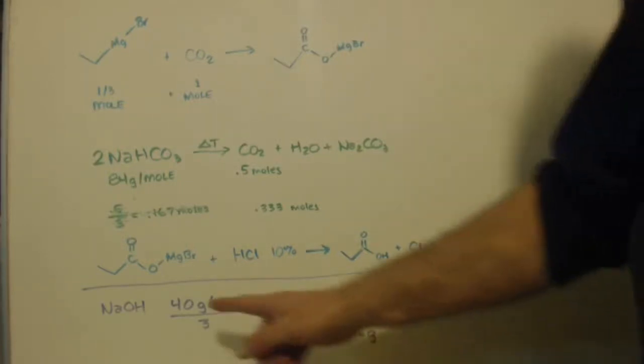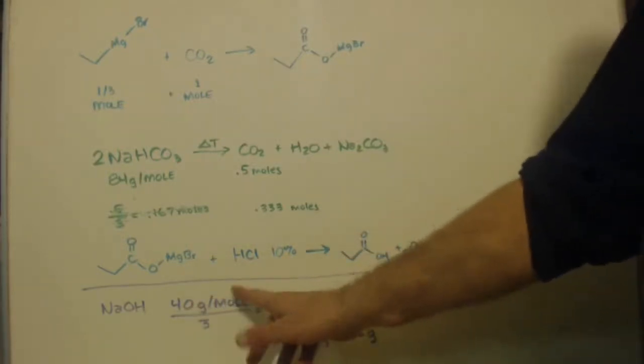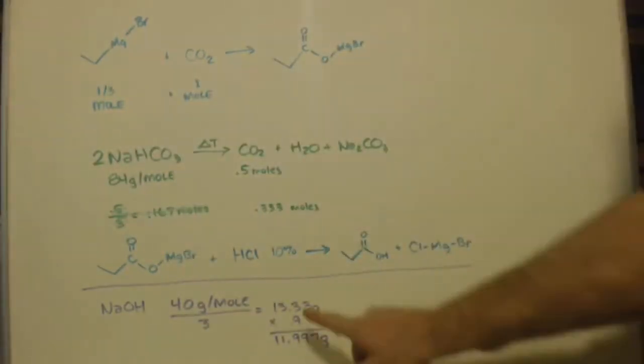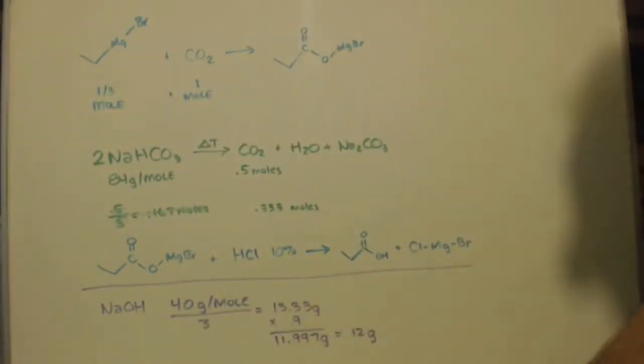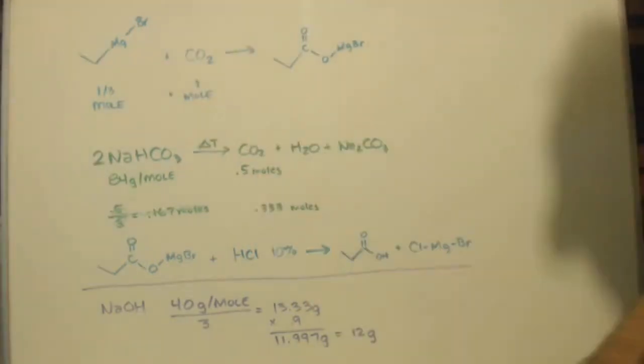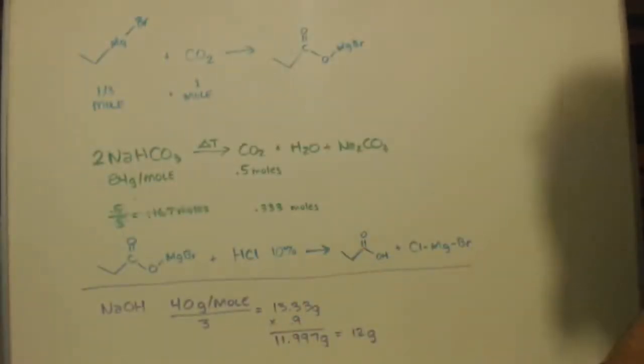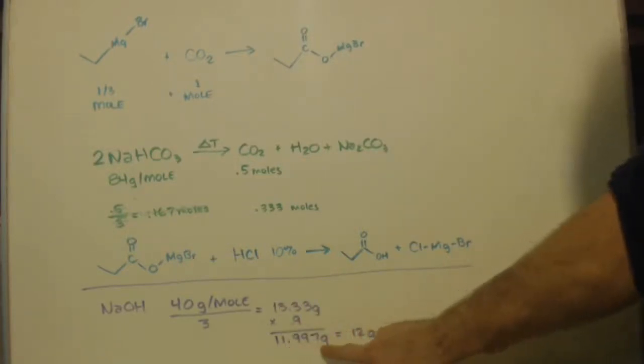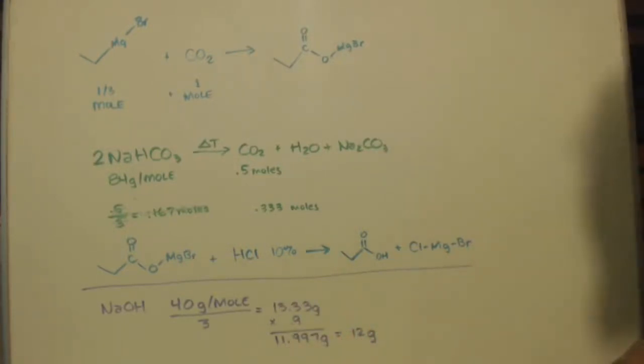I used 12 grams. Why? Because 40 grams is 1 mole. Remember, we divided everything by a third. That gives you 13.33. I figured at this point it's gone through 2 reactions. There's no way I did better than 90%. So I only took 90% of that, which would be 12 grams, and that's why I used 12 grams.